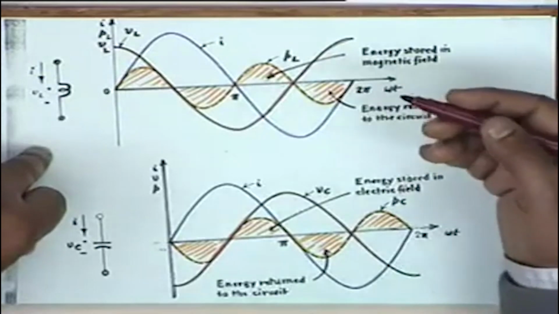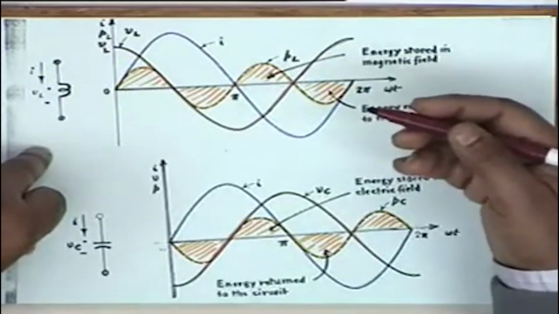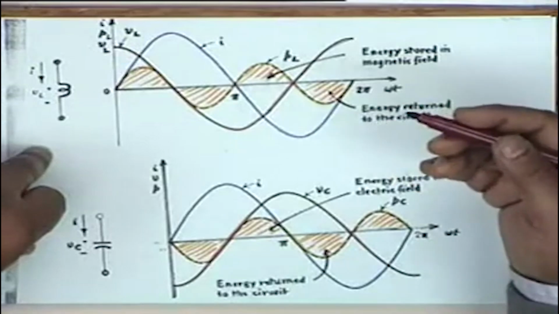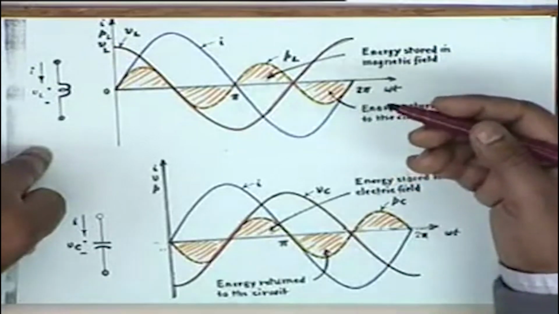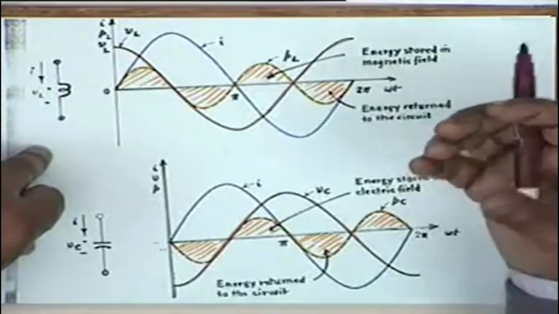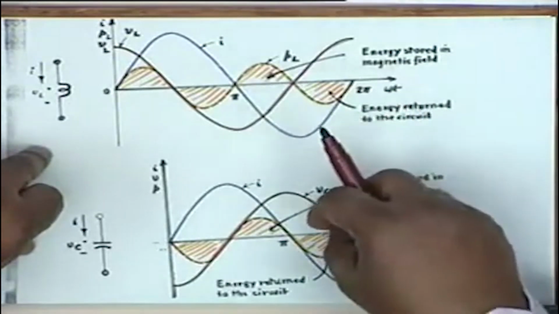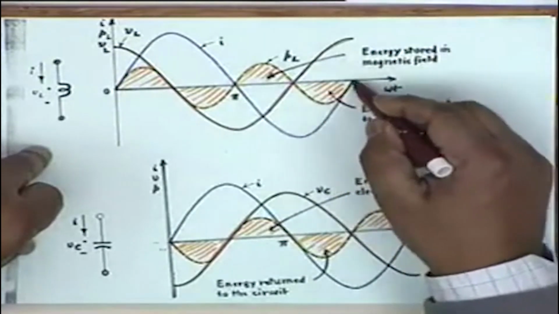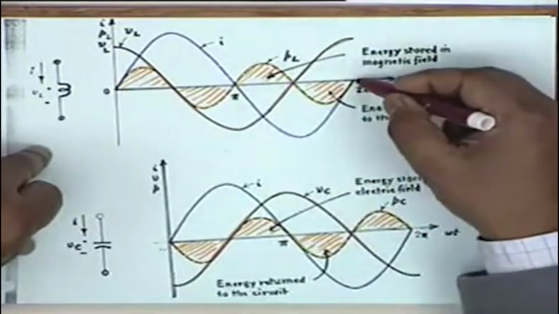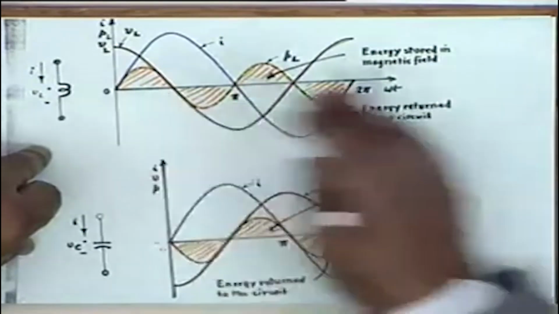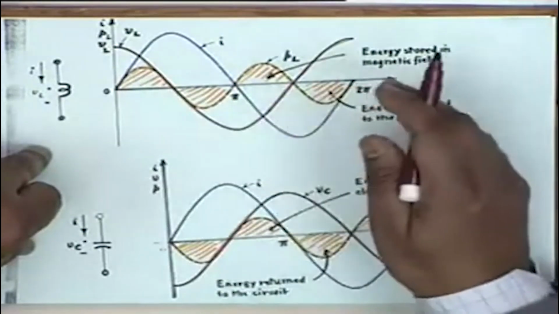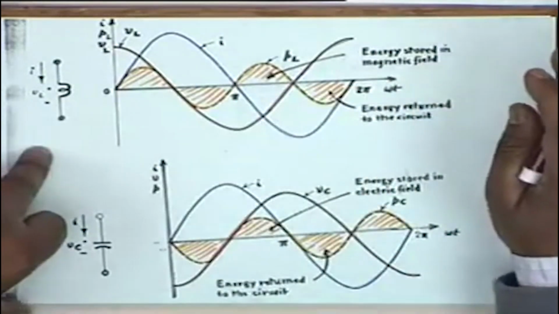That is, the inductance no longer stores energy, no longer takes energy into its magnetic field. This energy that was stored is being given out, so that at the end of this again the energy becomes 0, and again it stores, again it returns, and this goes on. So the average power is equal to 0.